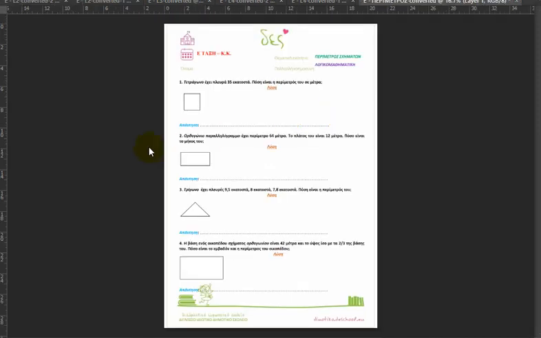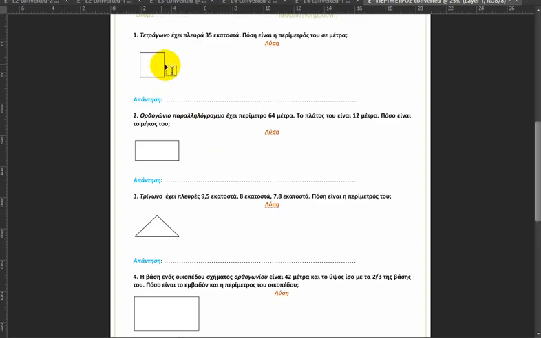So here, we have a square that has a side of 35 centimeters. That means that all of its sides are 35 centimeters. So then it asks what the perimeter is. Since all of its sides are 35 centimeters, I would have to do 35 plus 35 plus 35 plus 35, or 35 times 4 centimeters, which would give me 140 centimeters.